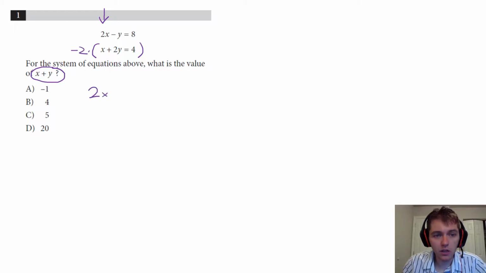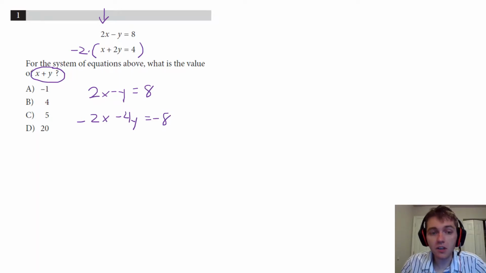You'll have 2x minus y. The first equation stays the same. Second equation, multiply through by -2. So you have -2x minus 4y is equal to -8. And then you can just go and sum these equations. And like we intended, our x term goes away. It sums to 0. Your second term will be -5y is equal to 8 minus 8, which is 0, which means that y is equal to 0.